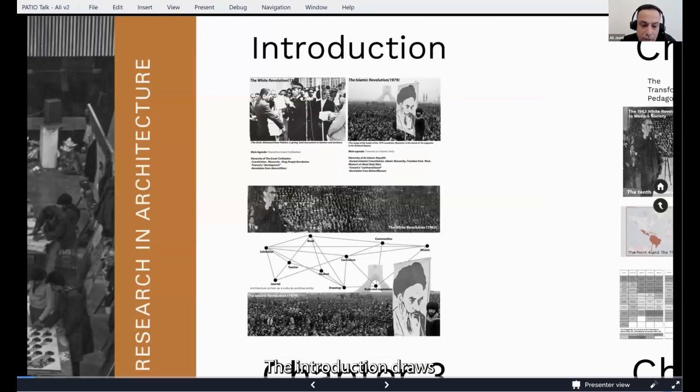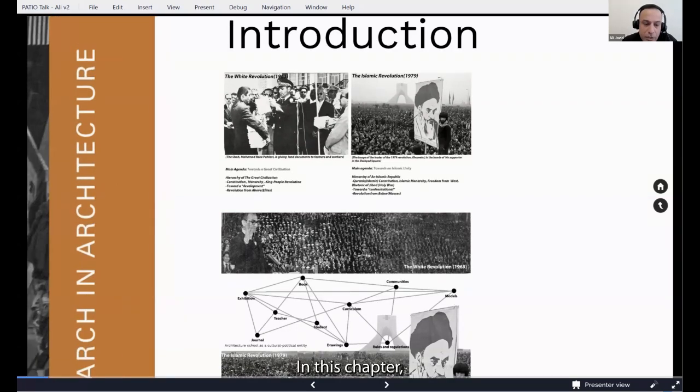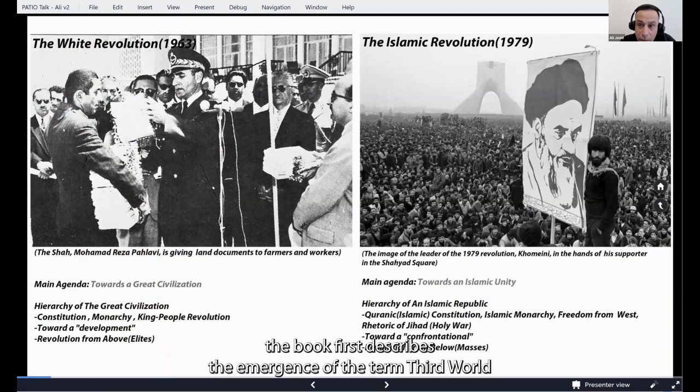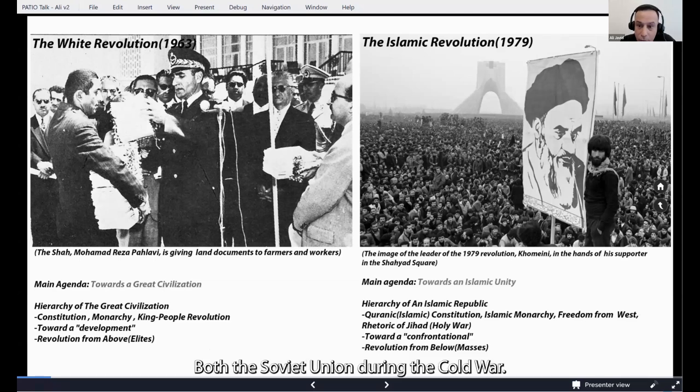The introduction draws the historical and theoretical framework of the book on the interrelation between the Iranian revolutions and architectural pedagogy. In this chapter, the book first describes the emergence of the term third world in the political competition between the US as the first world and the Soviet Union as the second world, during the Cold War.